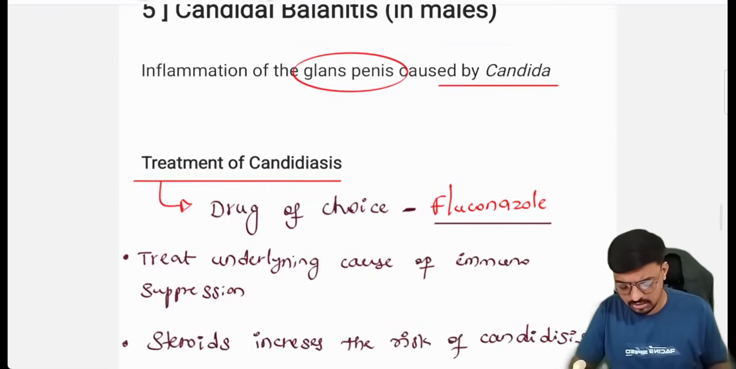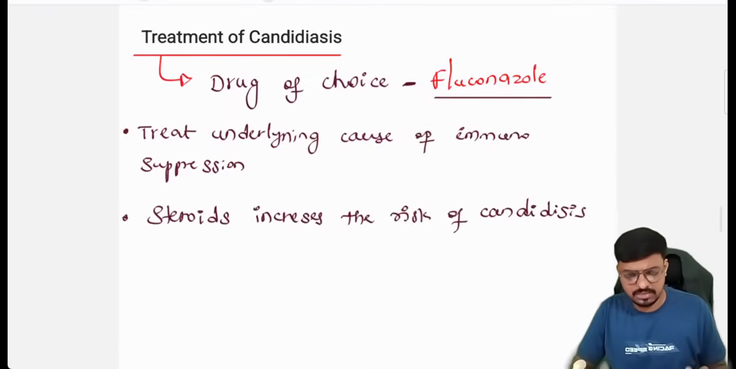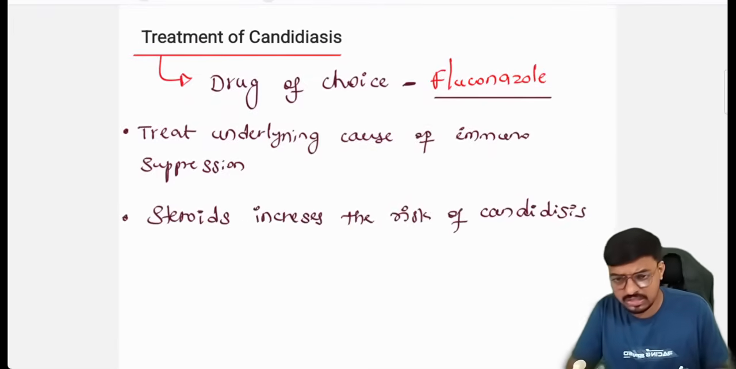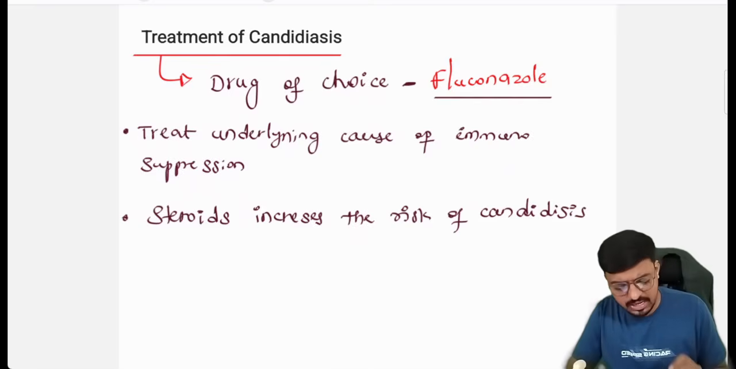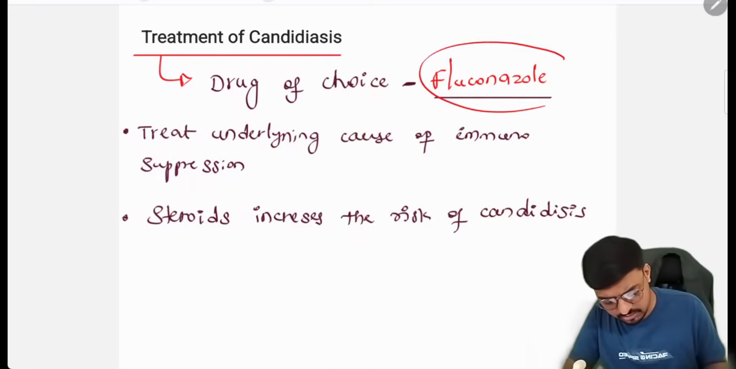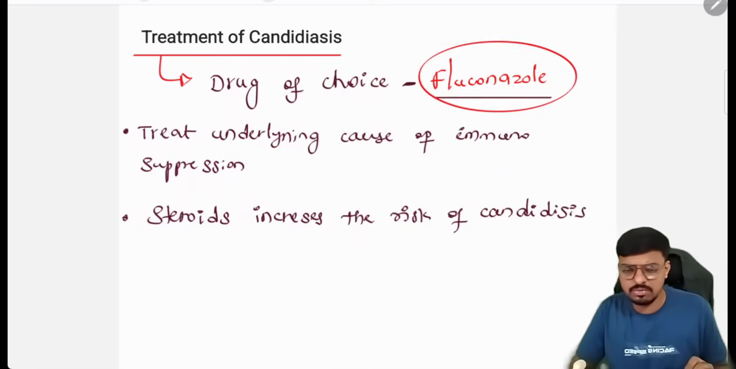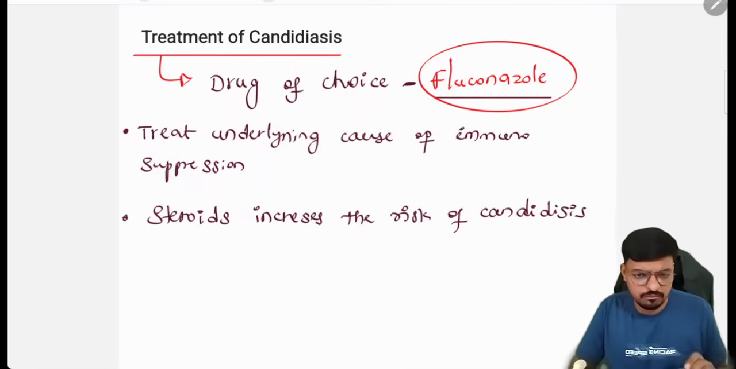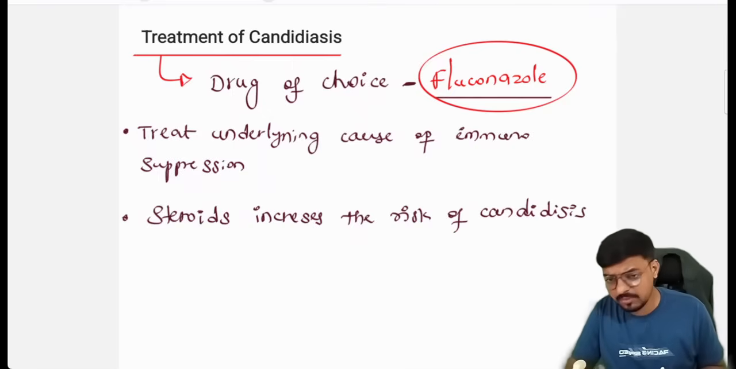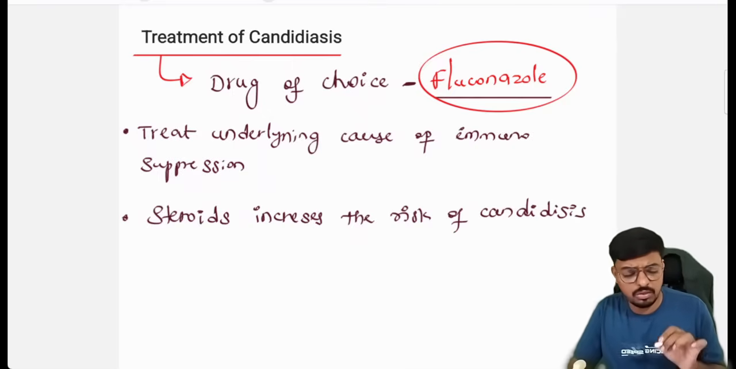Next comes the treatment of candidiasis. A direct question will be asked in your exam. The drug of choice for candidiasis is, your first answer goes to fluconazole. So always the first and best answer for the drug of choice for candidiasis will be fluconazole. Treating the underlying cause will be very important.